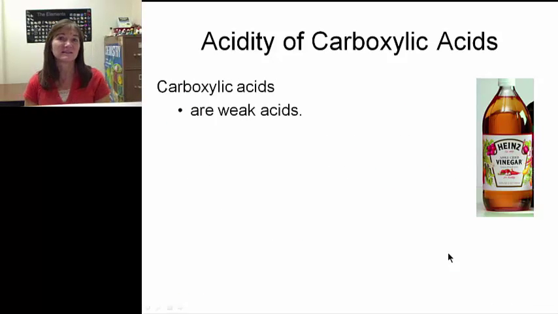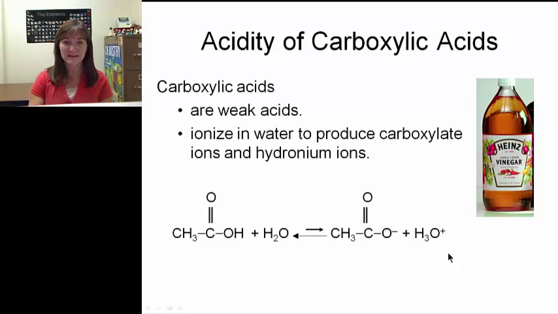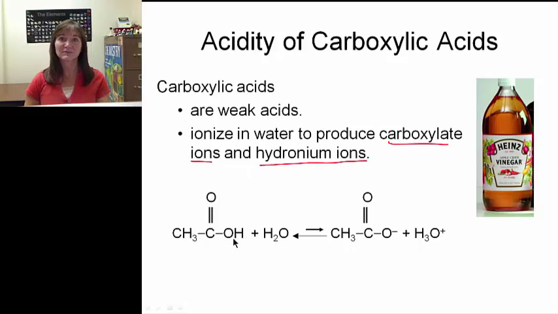So the acidity of carboxylic acids. Carboxylic acids we know are weak acids. They ionize in water to produce what we call a carboxylate ion. I'm not going to expect you to know that word. However, I do want you to remember the hydronium ion. Okay, so acids, when you put them in water, they donate their hydrogen ion, and that hydrogen ion will go to the water to make hydronium. So that's what we're showing here.